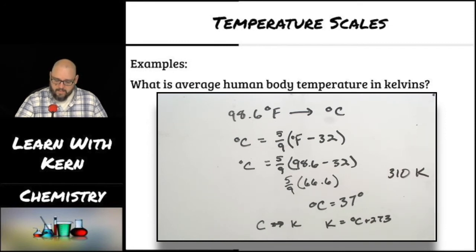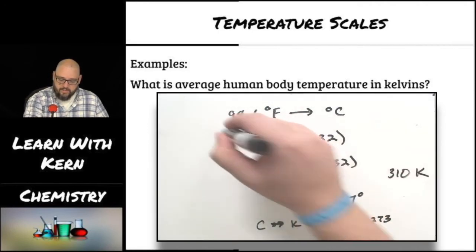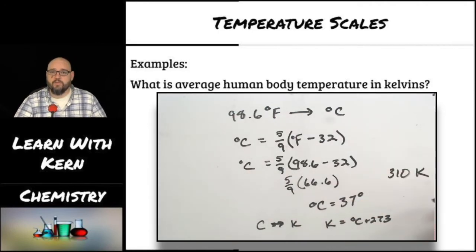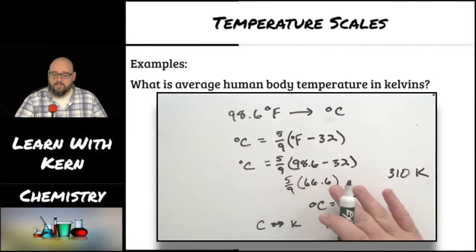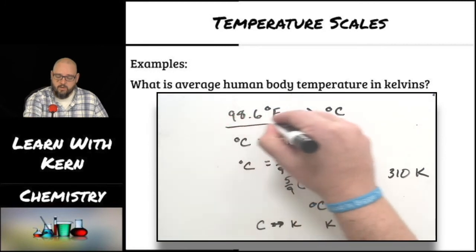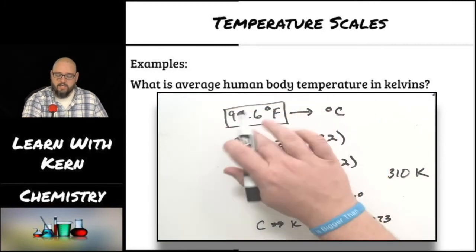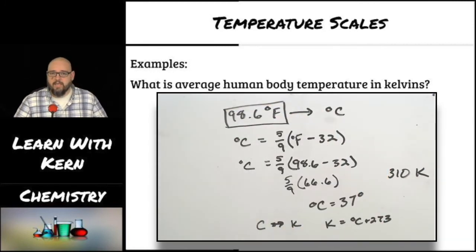Okay? Now, since these are just conversions, we have to look at significant figures. Everything in these equations is constant. So when we're looking at conversions, whatever I started with here is going to be my number of significant figures. So this is 310 kelvins. This is actually only 2 significant figures.